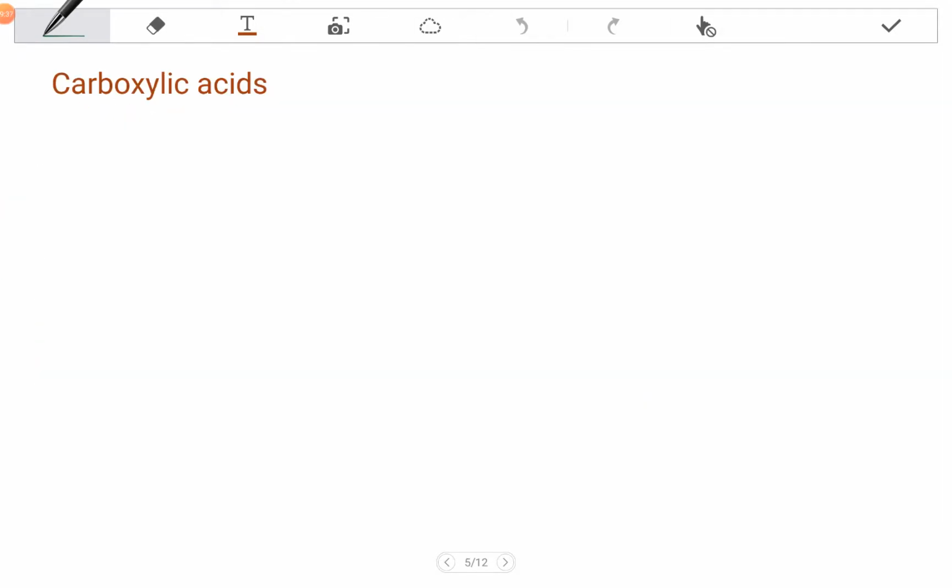Now let's move on to the carboxylic acid. These are organic compounds that have the functional group called the carboxyl group. This is the name of the functional group, and it is given by RCOOH.